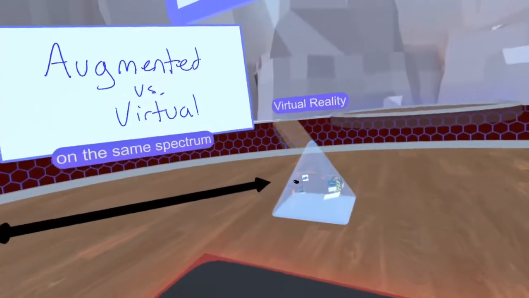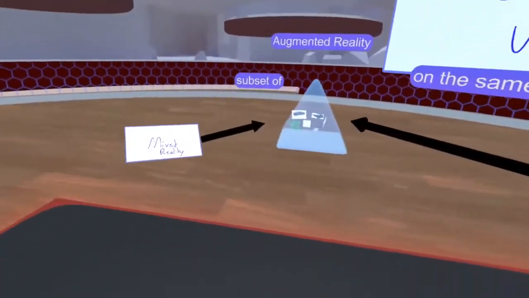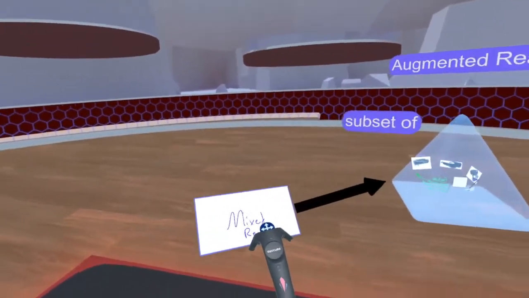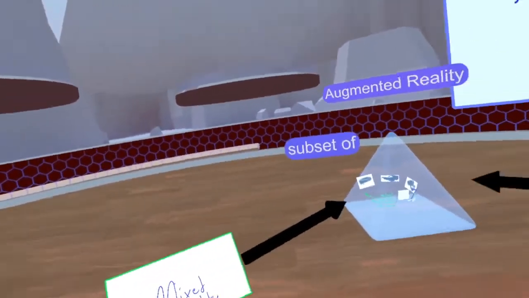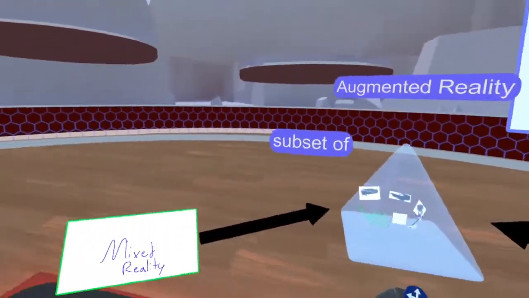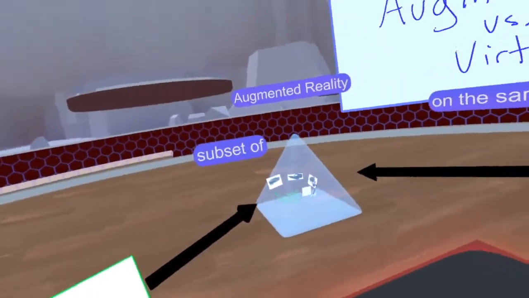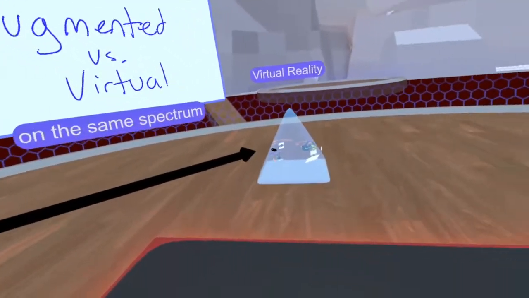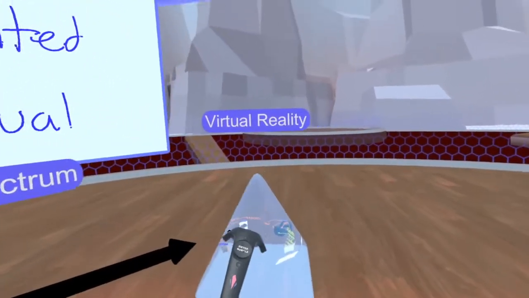Now, before we actually talk about the distinctions between them, I want to comment real quickly on this thing called mixed reality, which you may have heard of. Mixed reality is a subset of augmented reality, but we're not going to talk about MR anymore because it just gets confusing. And with that, let's get started. Let's dive right into VR.